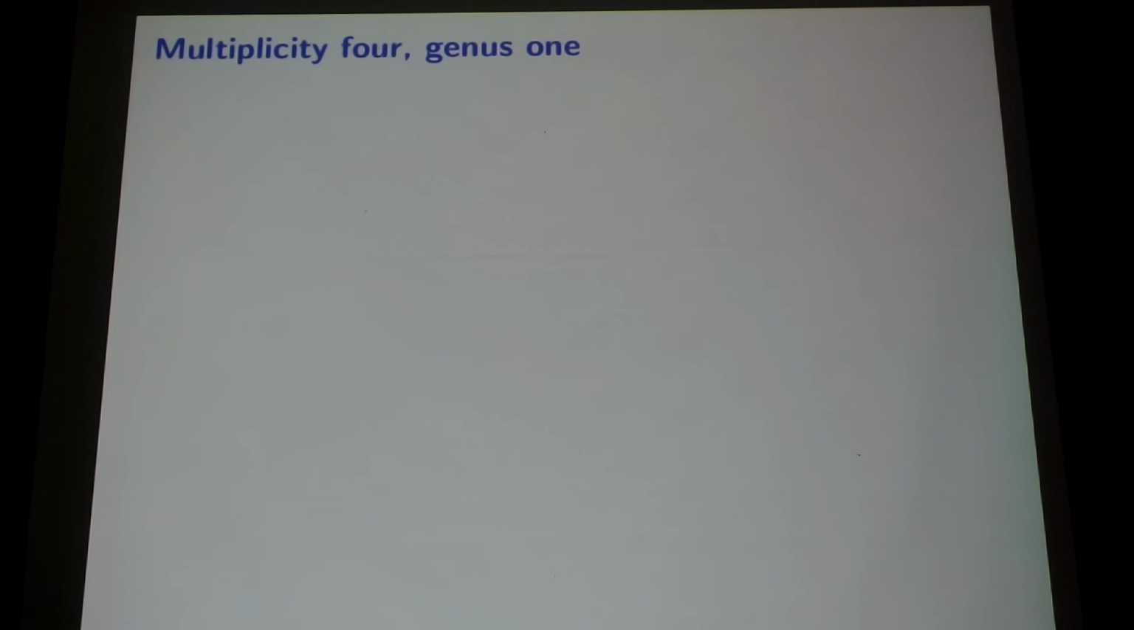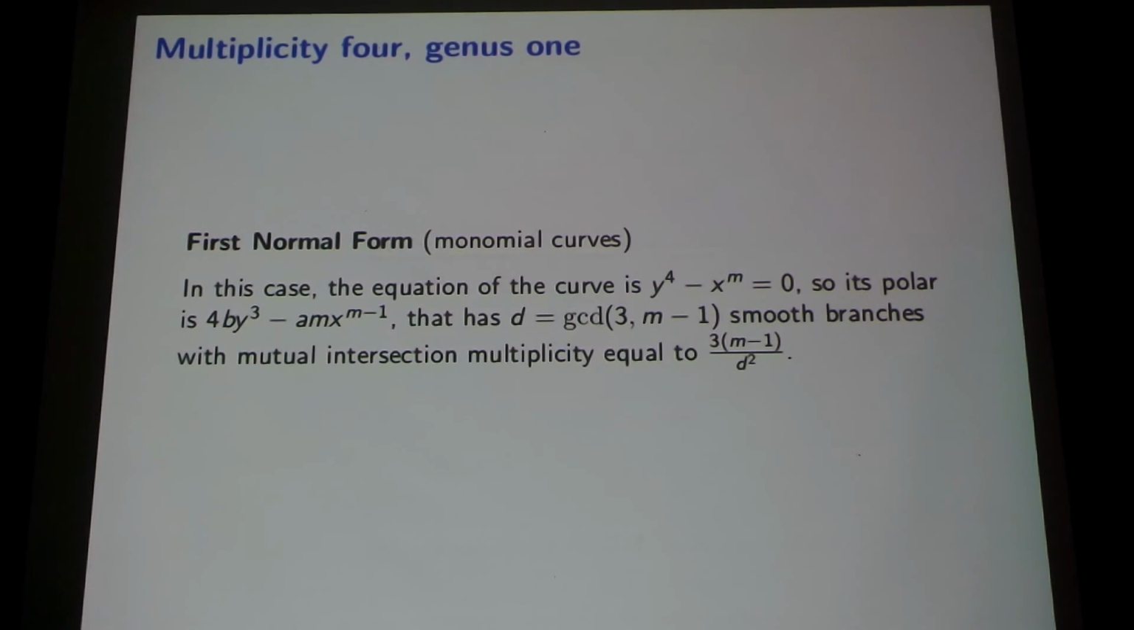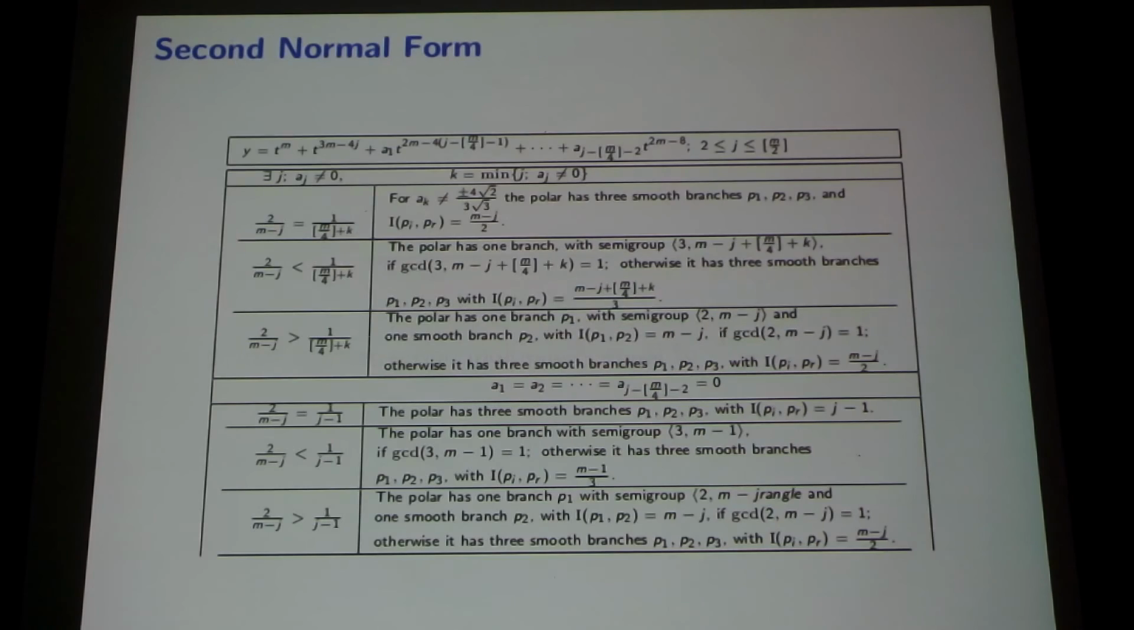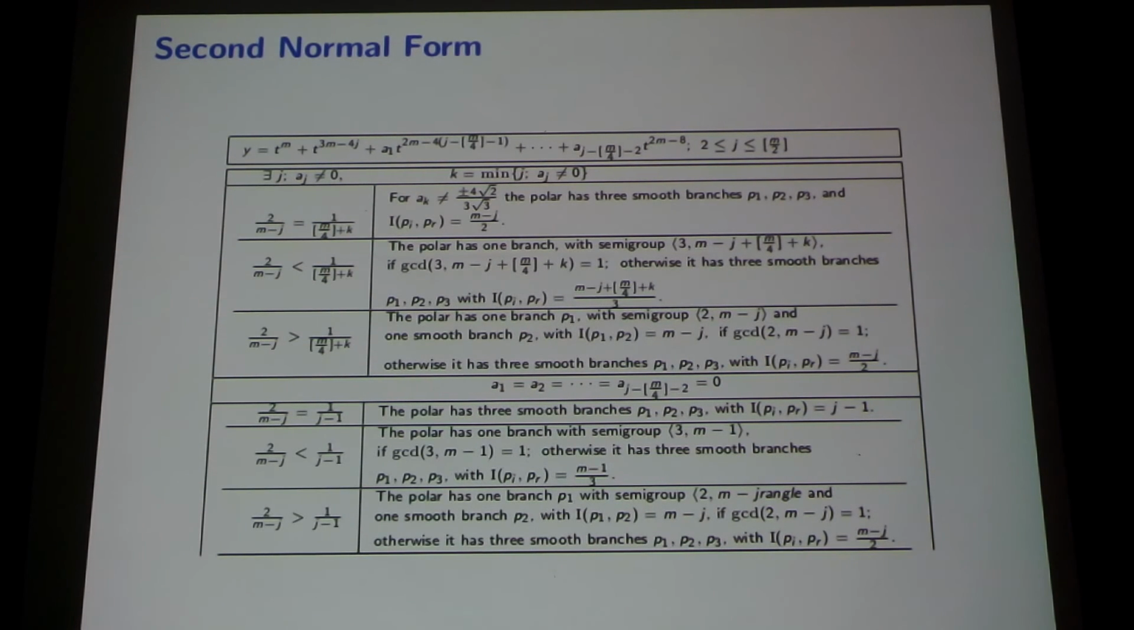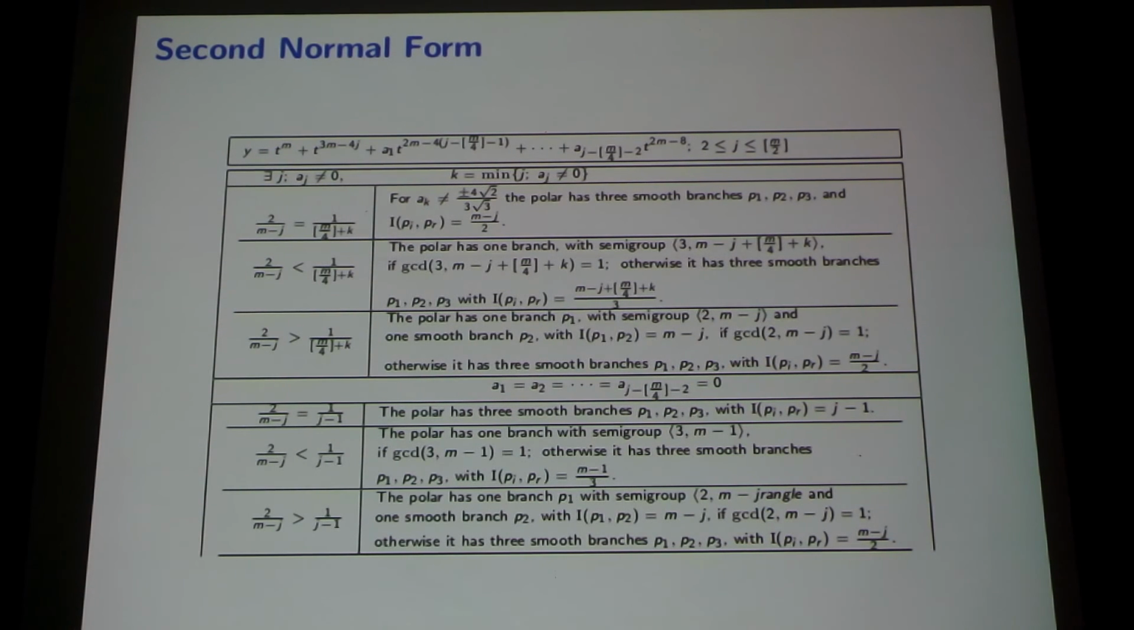Okay, now for genus 1, the first normal form was just this equation, y^4 minus x^n equals 0. It's a monomial curve, it's quasi-homogeneous. So its polar is given by that equation, and then it has GCD of 3 and n minus 1 smooth branches with mutual intersection given by this number. But for the second normal form, you can get a complete table of the description of their polars. So this is a very good laboratory if you want to check some conjecture, or you have a lot of examples here of the whole description of the polars of all curves up to multiplicity 4.